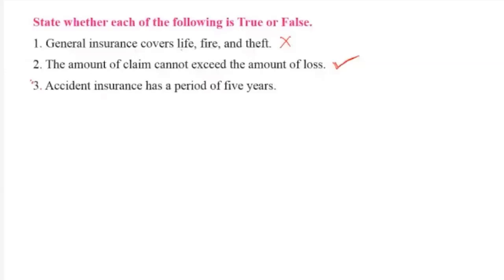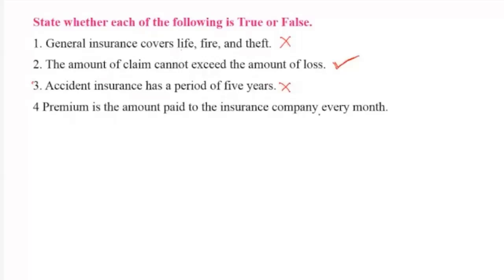Accident insurance has a period of 5 years. False. What is the period? The period of accident insurance is 1 year. Correct. Premium is the amount paid to the insurance company every month. It may be every month, every quarter, or yearly also, so it's true. Payment of every annuity is called an installment. True.